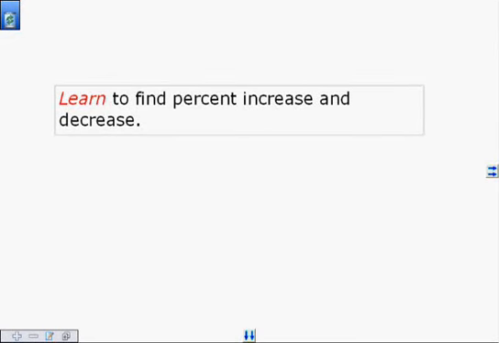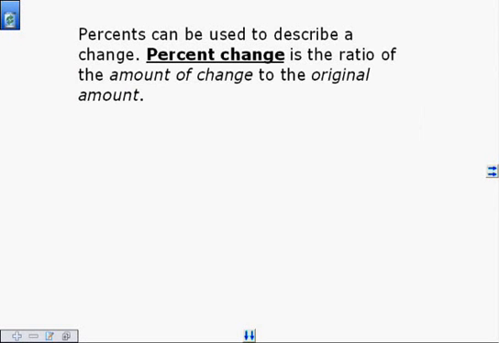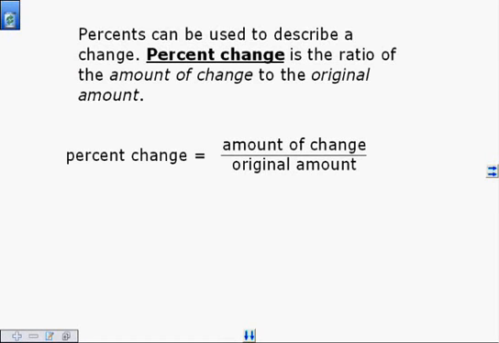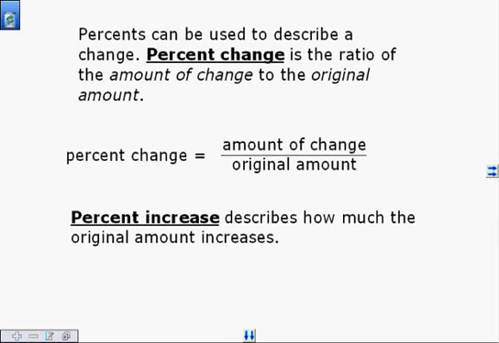We're going to be learning to find percent increase and decrease. Percents can be used to describe a change. Percent change is the ratio of the amount of change to the original amount. The setup looks like this. Percent change equals amount of change over original amount.